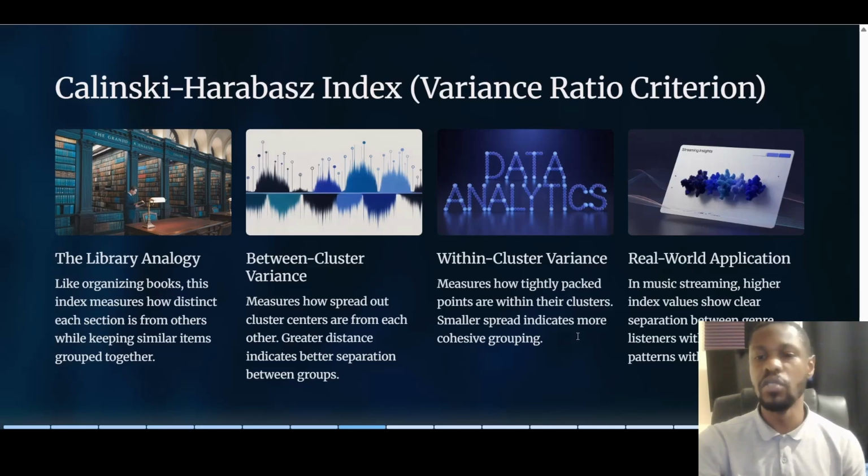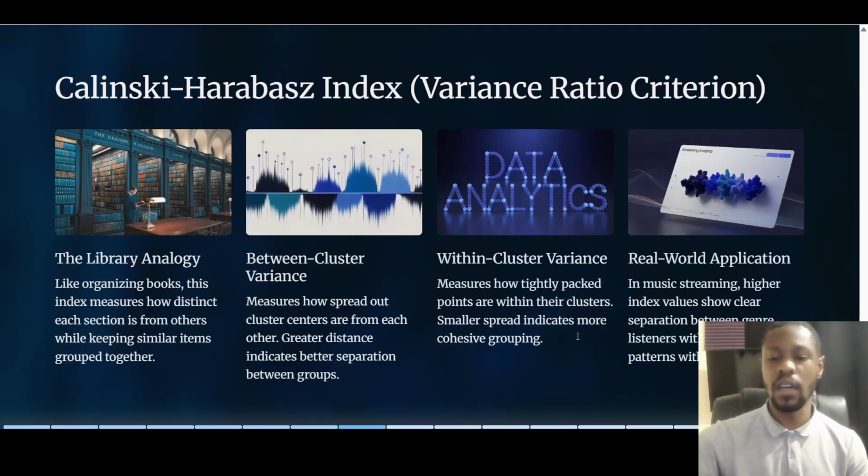indicates more cohesive grouping. And real world application, so for example in music streaming, higher index values show clear separation between genre listeners with consistent patterns within each group. So this is all essentially what we've looked at in the last lesson, and these are methods to evaluate the groups that we have essentially made. A quick way to test our models and to see at a glance how well they are sorted and performing.